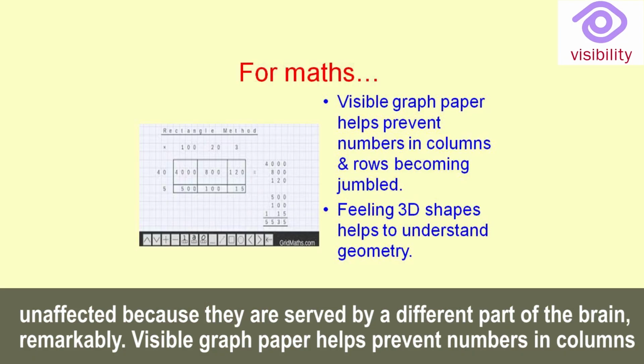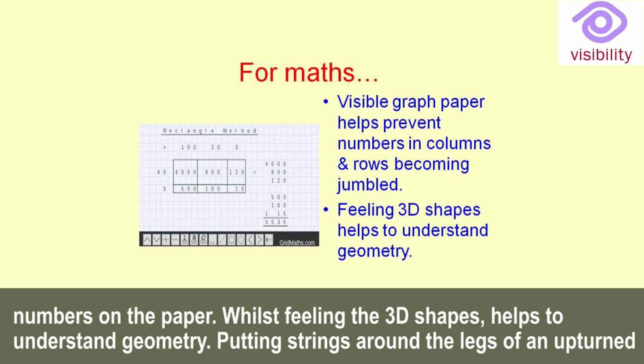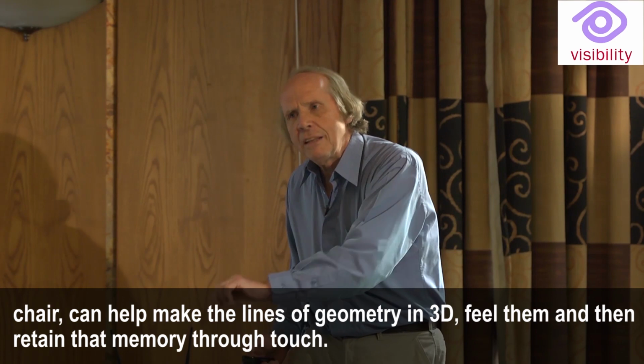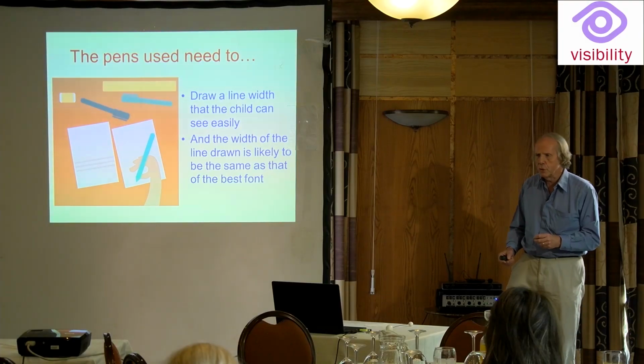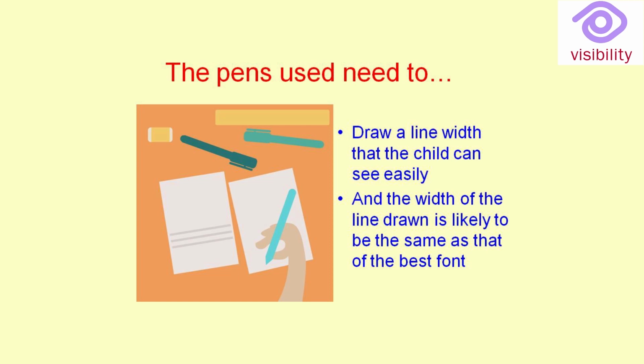For maths, visible graph paper helps prevent numbers in columns and rows from becoming jumbled, because it's the numbers in the picture in the mind you're thinking about, not the numbers out on the paper, while feeling the 3D shapes can help to understand geometry, and putting strings between the legs of an upturned chair can help to make the lines of geometry in 3D, feel them, and then retain that memory through touch, to retain that haptic memory. The pens used need to draw a line width that the child can see easily, and the width of the line drawn is likely to be the same as that for the best font.